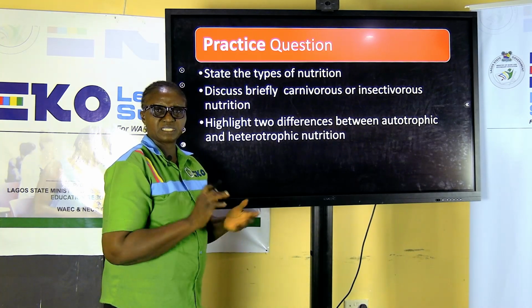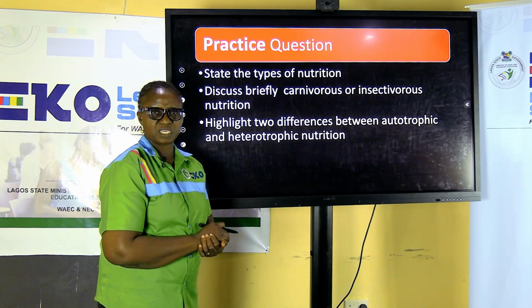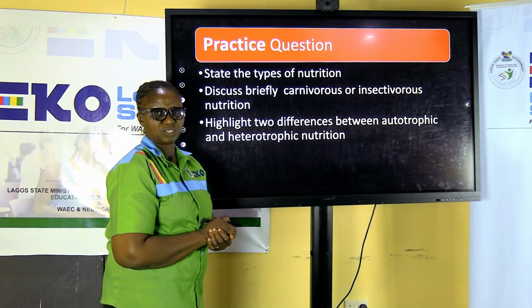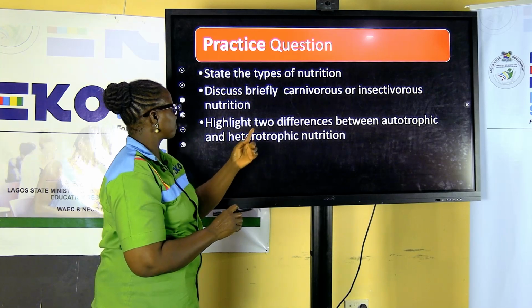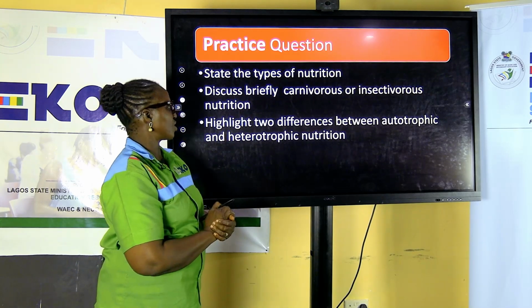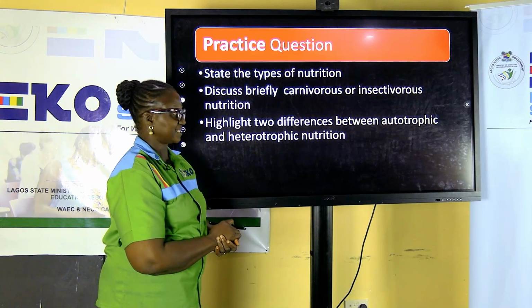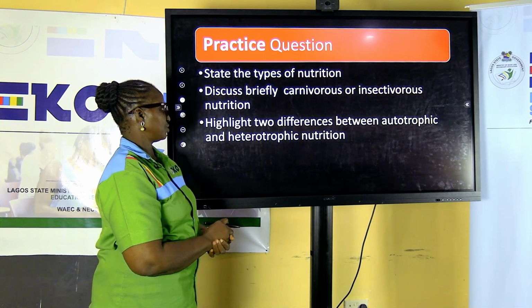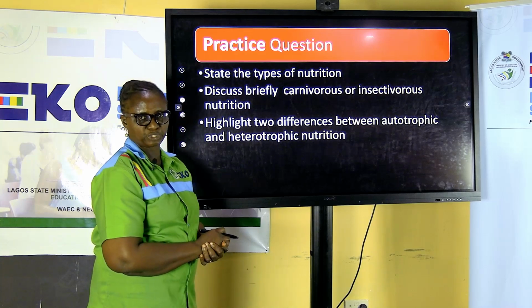Based on the lesson for today, I have some practice questions that will take you about 2 minutes to answer. State the types of nutrition. Discuss briefly carnivorous or insectivorous nutrition. Then I expect you to highlight differences between autotrophic and heterotrophic nutrition.